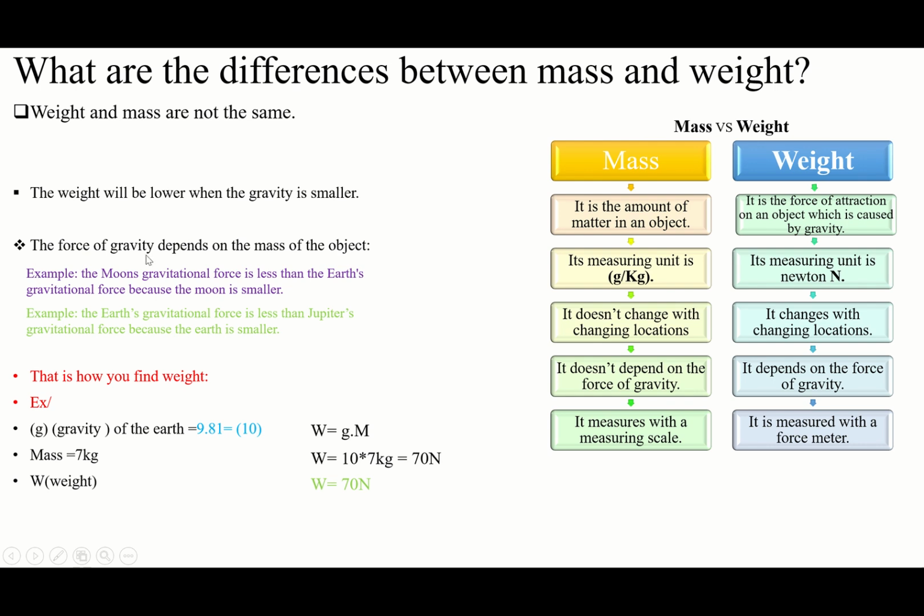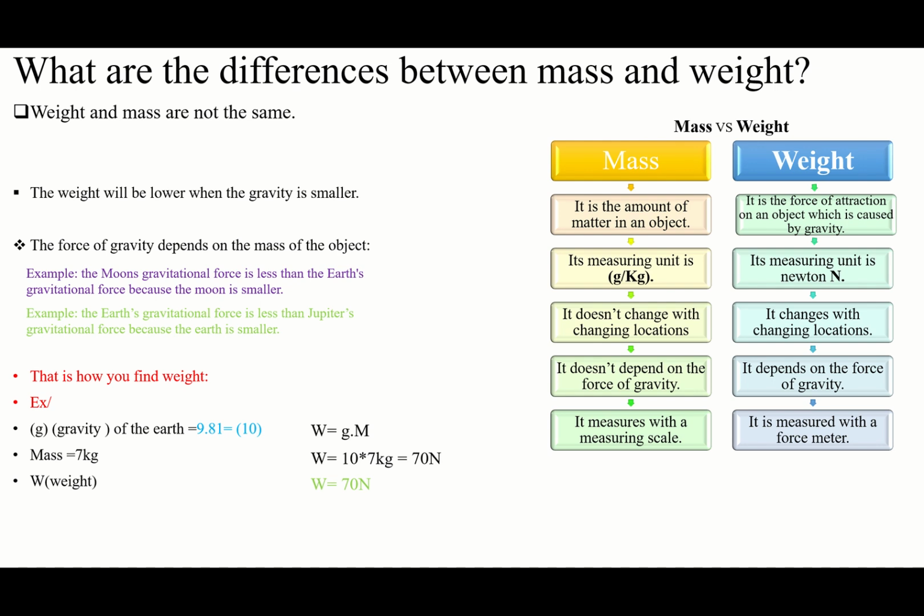The force of gravity depends on the mass of the object. It means the gravity of the Earth is different from the gravity of the Moon, different from the gravity of Jupiter. Why? Because the size of Jupiter is different from the size of the Moon and the size of the Earth. Their sizes are different. That's why their gravity is also different.